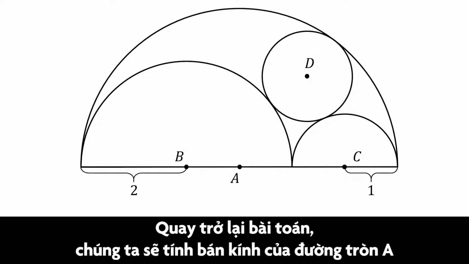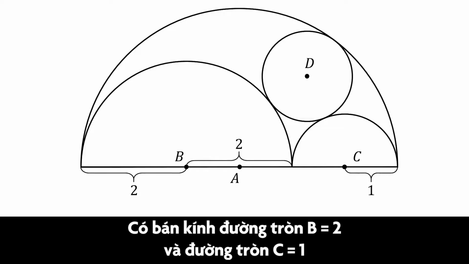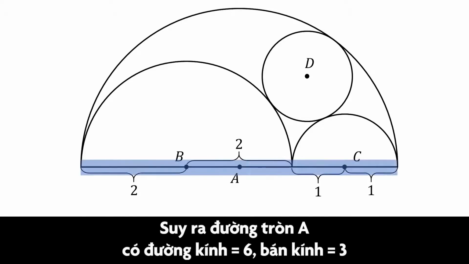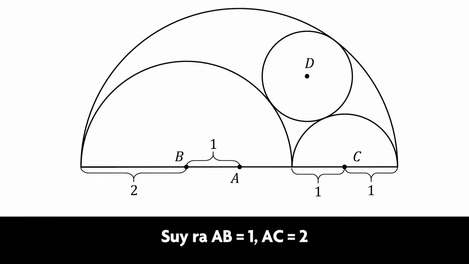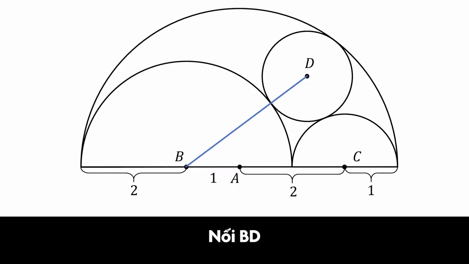Returning to the original problem, we'll calculate the radius of circle A. Recall that circle B has a radius of 2 and circle C has a radius of 1. Therefore, circle A has a diameter equal to 6 and a radius that's equal to 3. This means AB has a length of 1 and AC has a length of 2. Now, construct BD.